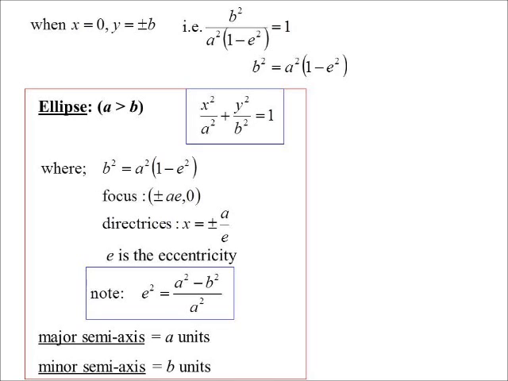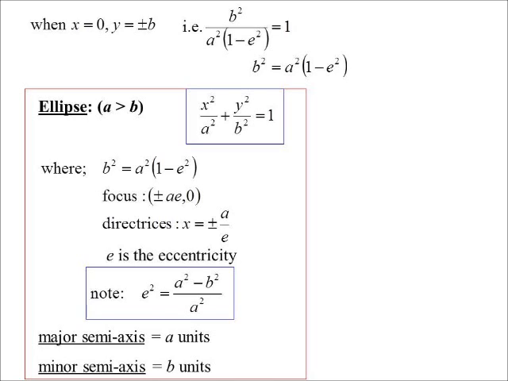Now, if it was a circle rather than an ellipse, then a and b would be the same amount. And a squared would turn out to be the radius squared, because you'd multiply through and you get x squared plus y squared is equal to the radius squared. Where b squared is equal to a squared (1 minus e squared). The focus will be plus or minus ae, 0. The directrices plus or minus a over e. e is that wonderful thing we call the eccentricity.